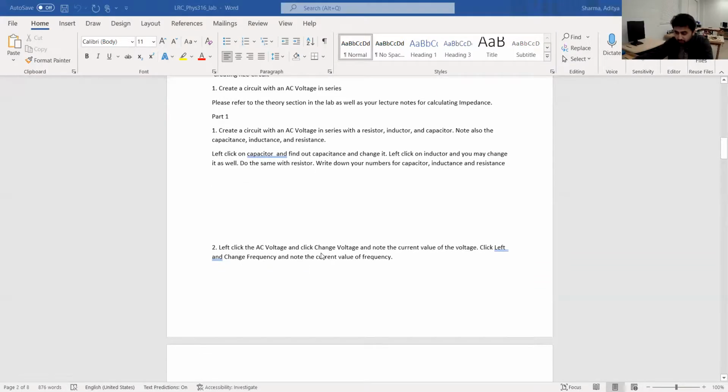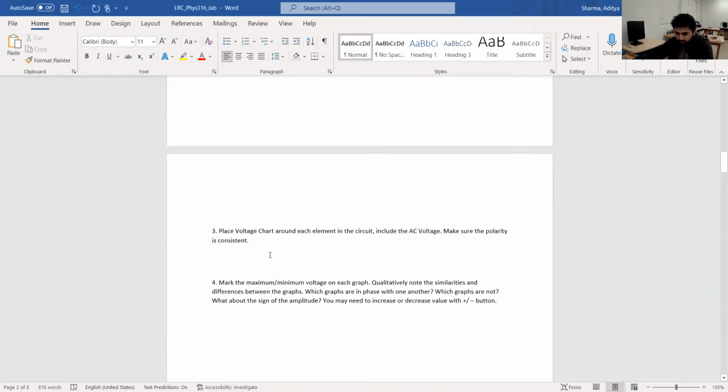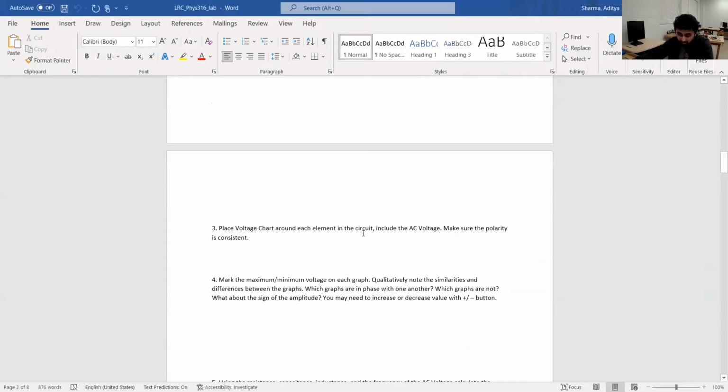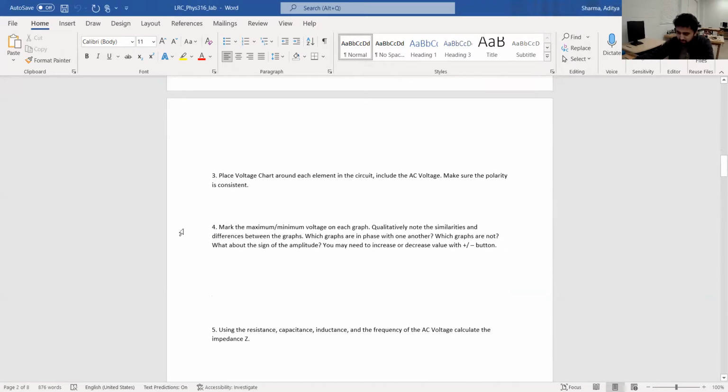And then left click the AC voltage and change voltage, and note the current value of voltage. Change frequency, note the current value of frequency. Place voltage chart around each element in the circuit, including the AC voltage. Make sure the polarity is consistent.